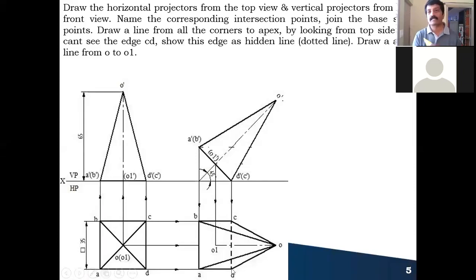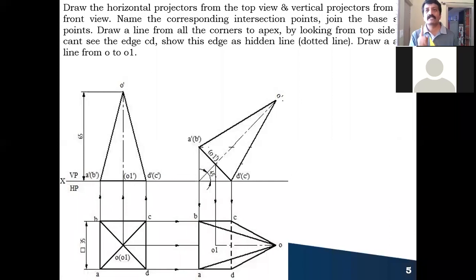This completes the base. And in pyramids, you remember, after drawing the base, all the corners of the base should be joined to your vertex. This is what you have to do. And when you are looking from here, all the four slant edges you can see in the front view. Also, while marking visible edges and hidden edges, I'll give one more clue.